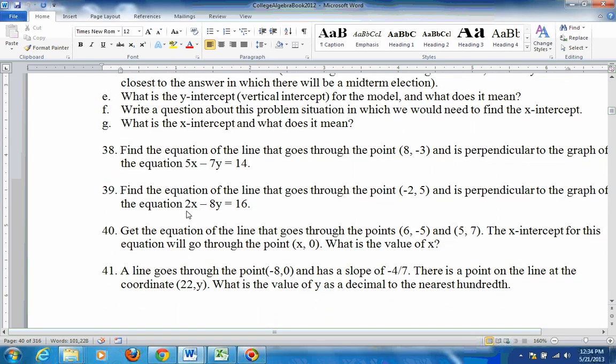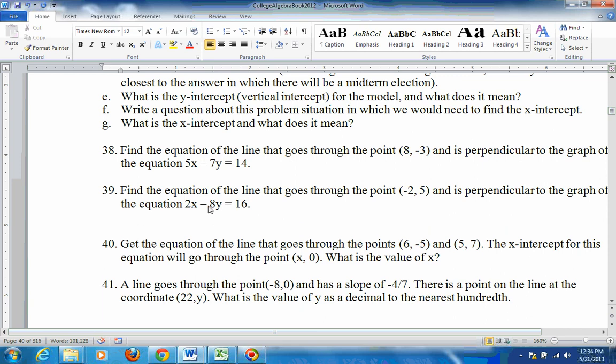Down here in these last couple, here's 39, it says find the equation of the line that goes through that point and is perpendicular to this line. So first thing you have to do is get this equation in slope-intercept form. I'm going to take the 8y to the right and the 16 to the left. So 8y equals, taking this negative 8y to the right makes it a positive 8y. The 2x stays on the one side, so that's 2x. And the 16 I'd have to move over, so minus 16.